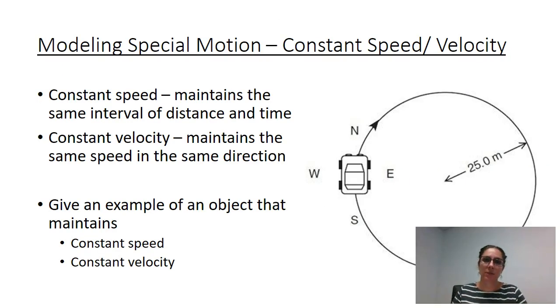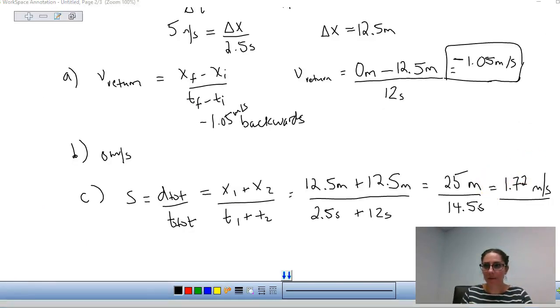So, about constant motion, okay? We talked about average speed, where we were assuming an object is moving with a changing velocity or speed. But with constant motion, the object is maintaining its distance over time. That's the special condition of constant speed and velocity. Constant speed is maintaining the same distance over time, and constant velocity is the same speed and the same direction.